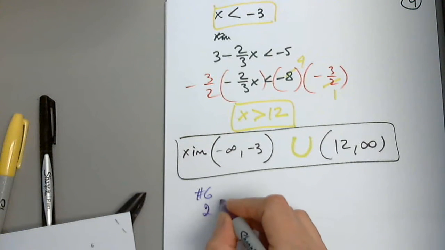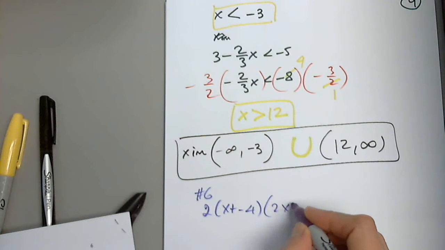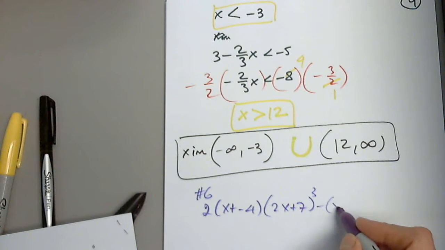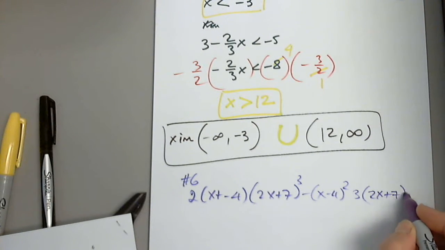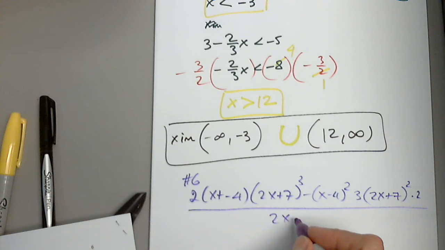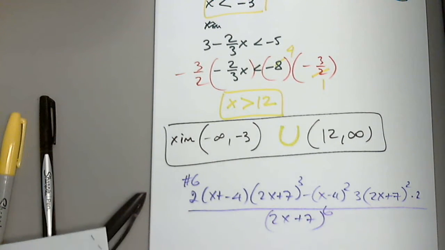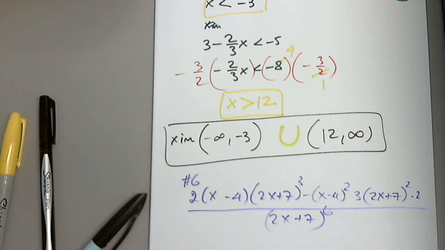We have 2 times x minus 4, I'll erase that, 2x plus 7, everything cubed, minus x minus 4 squared times 3 times 2x plus 7 squared times 2. Everything divided by 2x plus 7 to the 6th power. Good pick. Any questions so far? Yes, go ahead. Did I say something? But I may have, so you can correct me anytime. Okay.